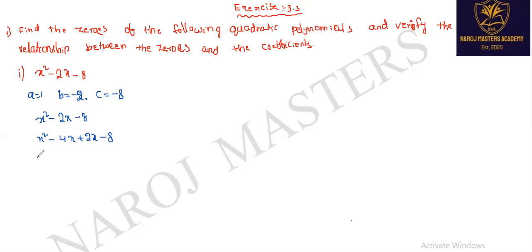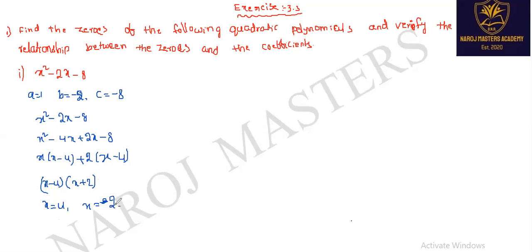Then take x common: x into x minus 4, plus take 2 common here, 2 into x minus 4. Now take x minus 4 common on both the terms. So x minus 4 into x plus 2. Now equate to 0, then you will get the factors of x: x is equal to 4, x is equal to minus 2.